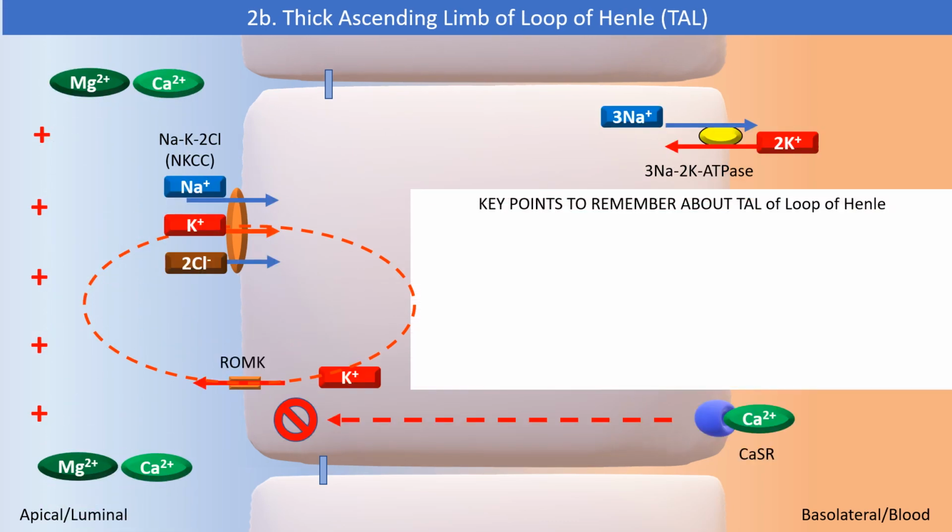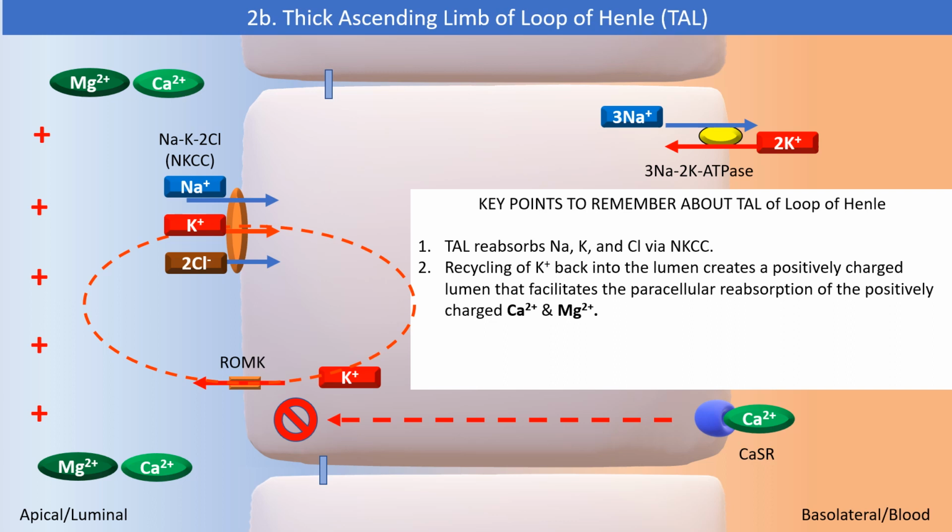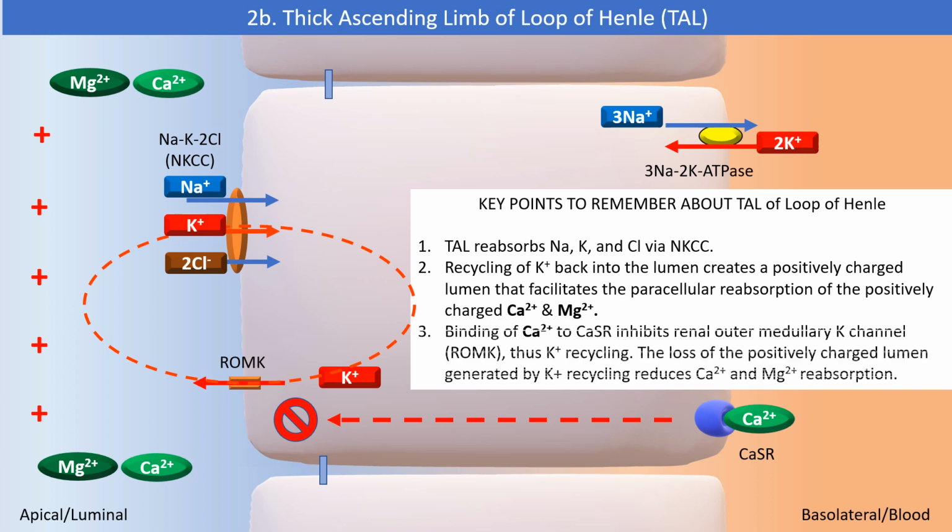Key points to remember about the thick ascending limb of the loop of Henle. The thick ascending limb reabsorbs sodium, potassium, and chloride via NKCC. Recycling of potassium back into the lumen creates a positively charged lumen that facilitates the paracellular reabsorption of calcium and magnesium. Binding of calcium to the calcium sensing receptor inhibits ROMK, thus potassium recycling. The loss of the positively charged lumen generated by potassium recycling reduces calcium and magnesium reabsorption.